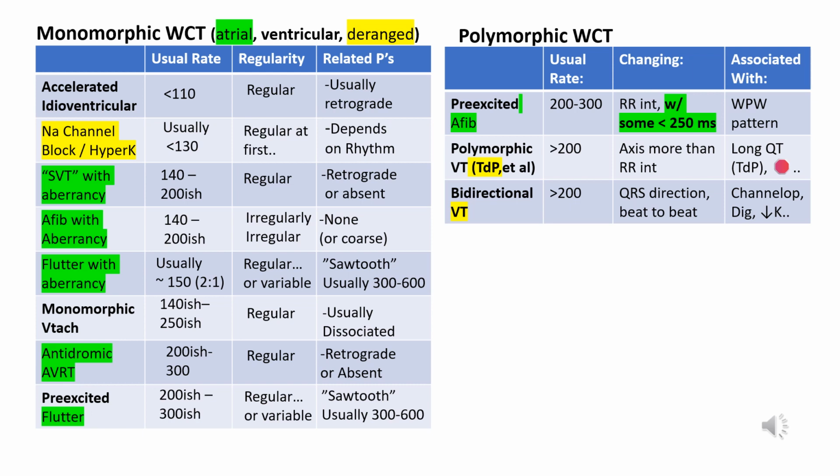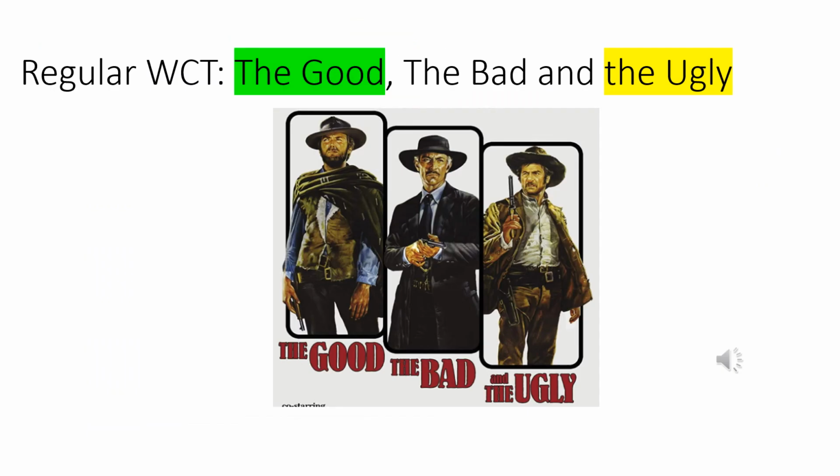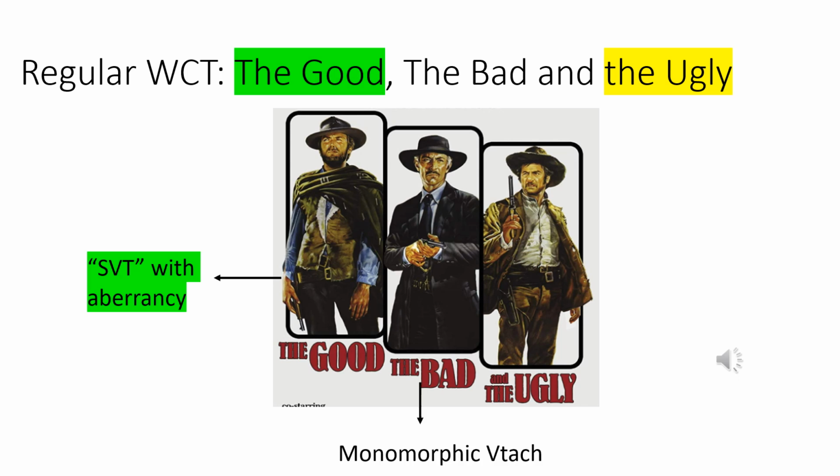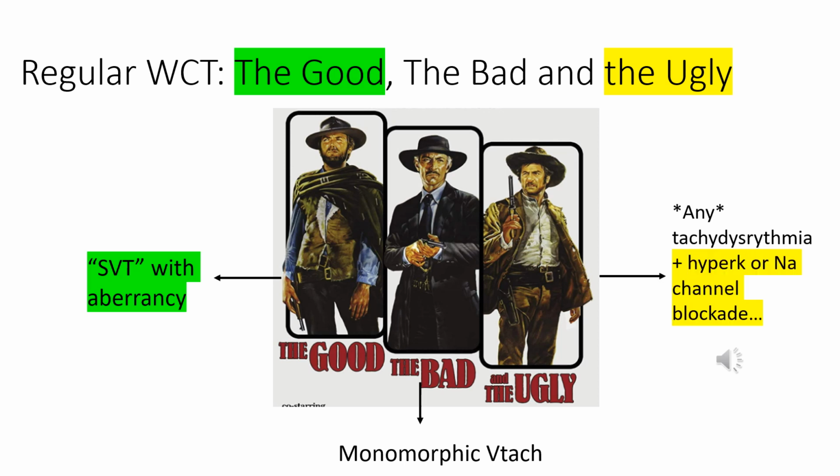Let's start with monomorphic wide complex tachycardias and try to make distinguishing between them a bit more memorable. Regular wide complex tachycardia: the good, the bad, and the ugly. The first R-rated movie I ever saw. Clint Eastwood wasn't exactly good, and neither is AFib with aberrancy, but it's usually better than Lee Van Cleef in VTach. Then we have the ugly: either of the first two with the addition of hyper K or sodium channel blockade, resulting in a wide, or ugly, QRS.